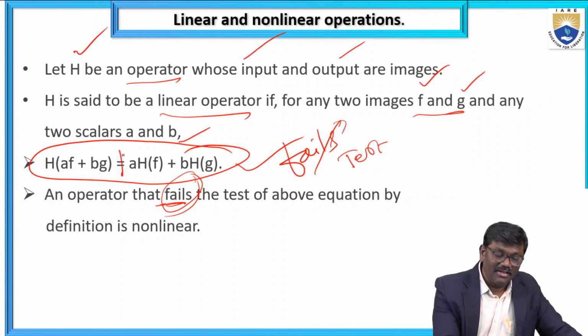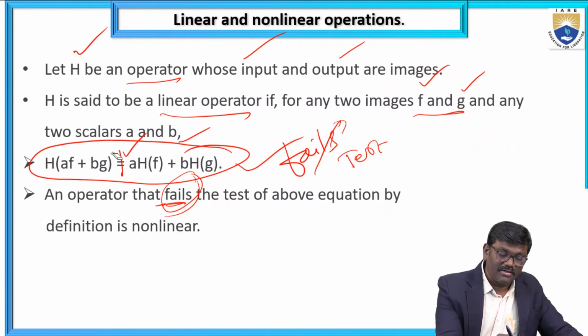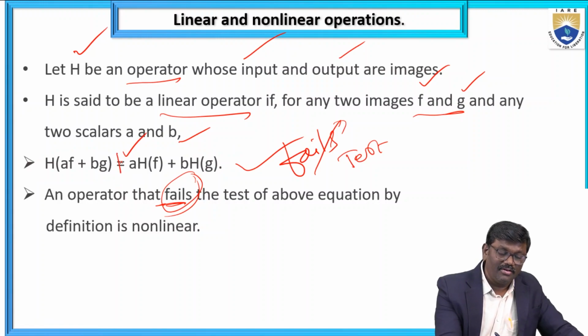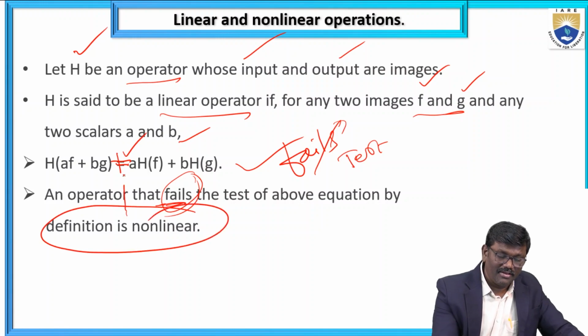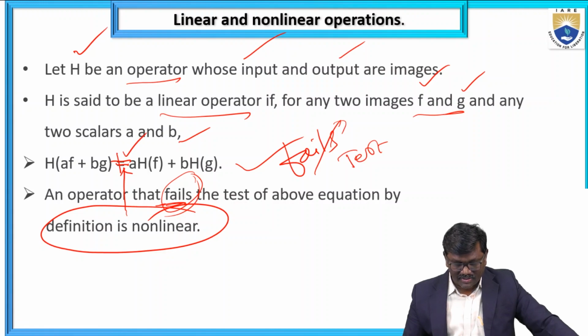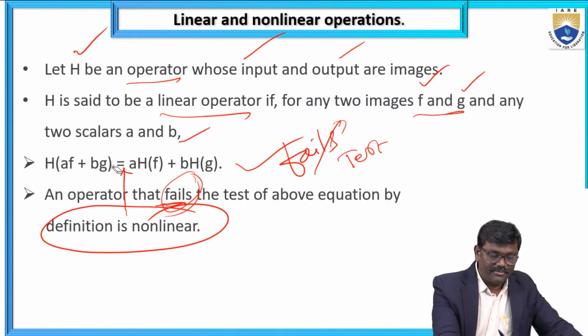When it is equal, it is linear. When it is not equal, then we can say it is defined as non-linear. That is what we can understand here. Okay.